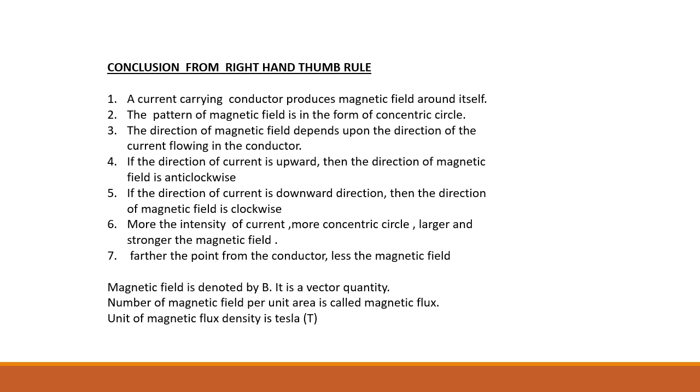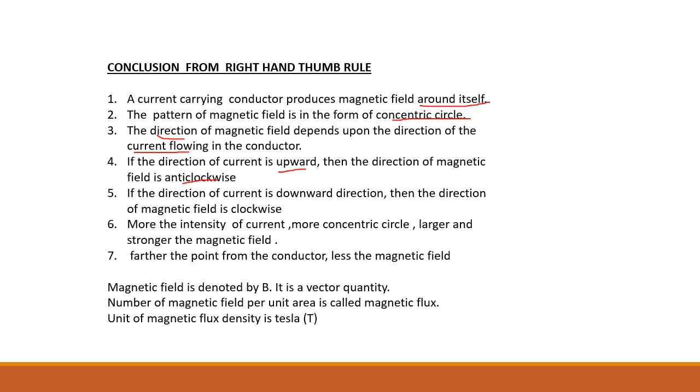Now the conclusion from the right hand thumb rule. What were the conclusions? The conclusion was that a current carrying conductor produces a magnetic field around the wire itself. The pattern of the magnetic field is in the form of concentric circles. The direction of the magnetic field depends upon the direction of current flowing in the conductor. If the direction of current is upward, then the direction of the magnetic field is anti-clockwise.